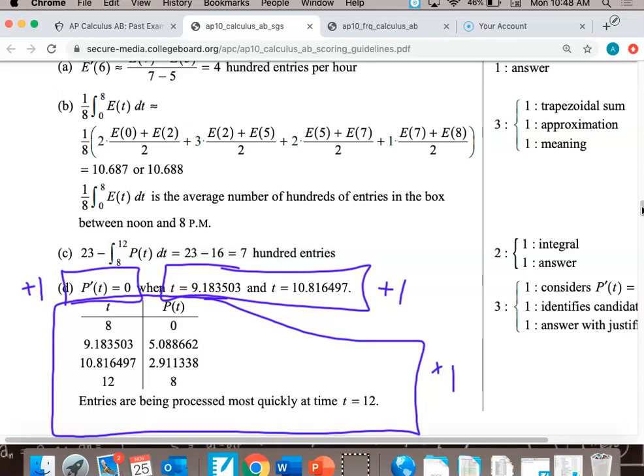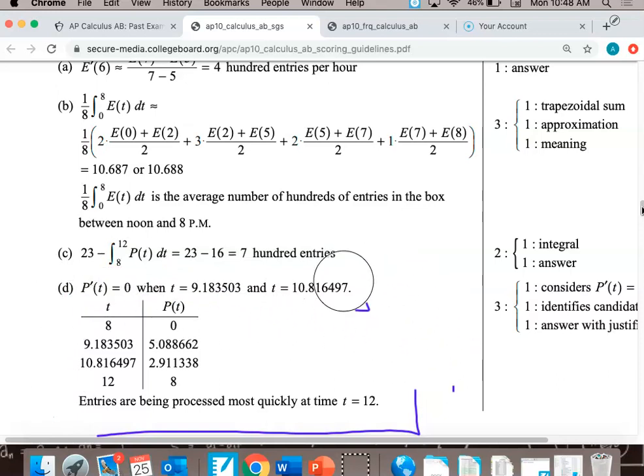Because they didn't show how they got the critical numbers. They didn't write the equation that they were solving, right? If you solve an equation, you got to write the equation. Okay. So, all right, good work.